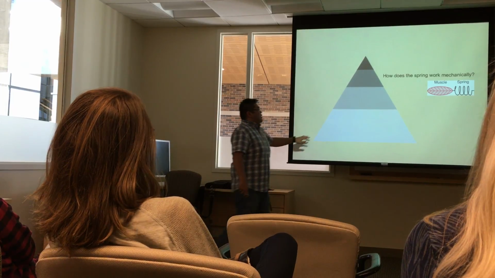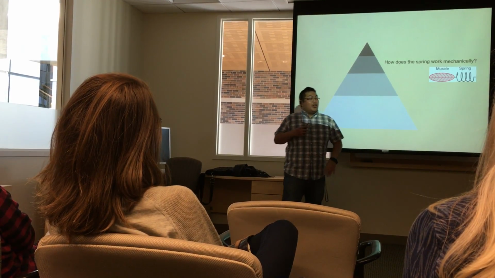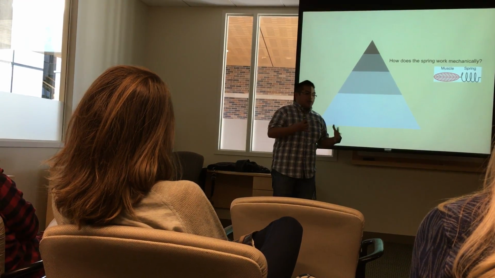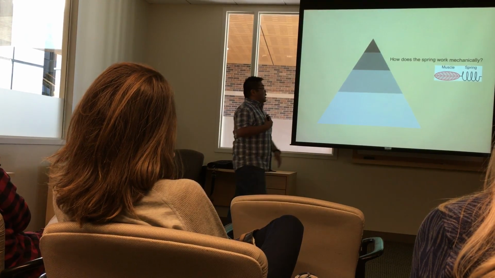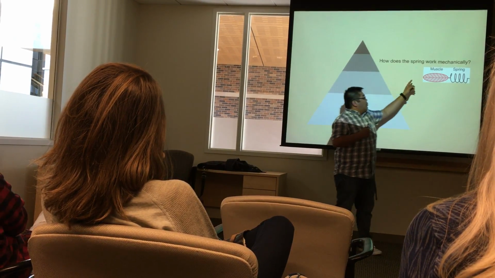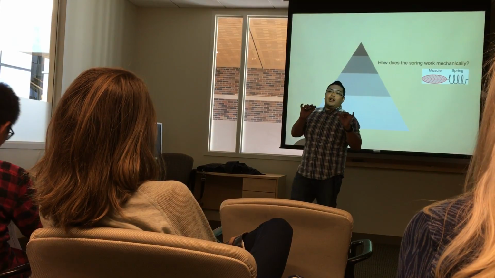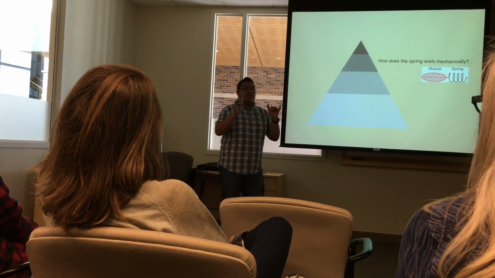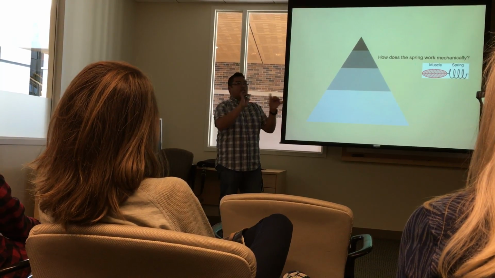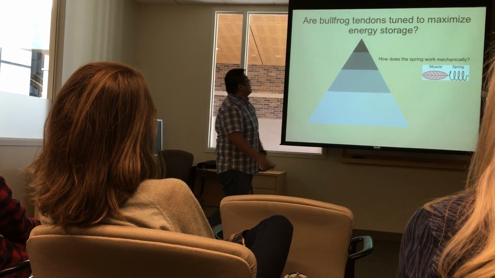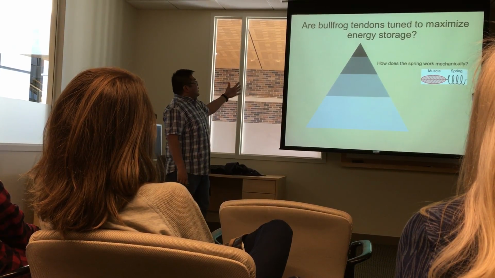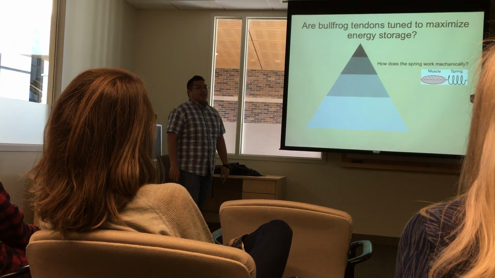Then we move on to this part, and this is where I really wanted to get to, because I feel like this is a large contribution that I've made towards the field. We're looking specifically at how muscles and springs work together. In terms of answering their mechanics and their physics, how do they work together? What's their physical interaction between each other? And specifically, again, asking, are bullfrog tendons tuned to maximize energy storage?